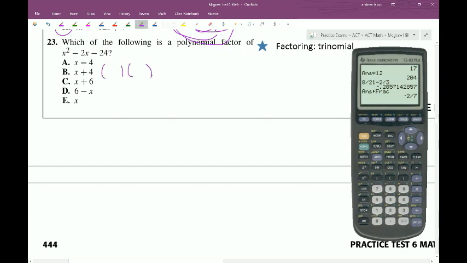Which of the following is a polynomial factor of this? So we can do trinomial factoring here. The first symbol drops down into this position. The second symbol, being negative, means different than the first symbol, so we would get a plus there. Now we look at factors of 24. We want them to differ by 2. So 6 and 4 are the best option. Now we want a t-chart. Well, we actually just want the factors. So we could stop here and choose B.